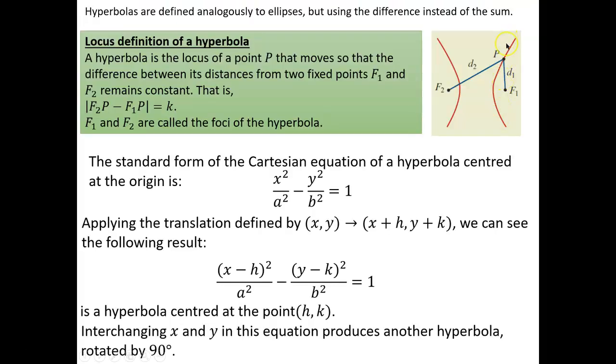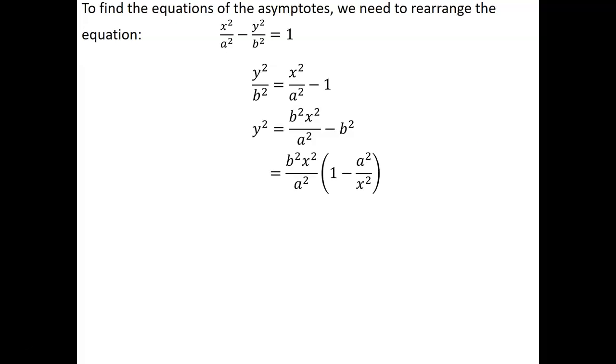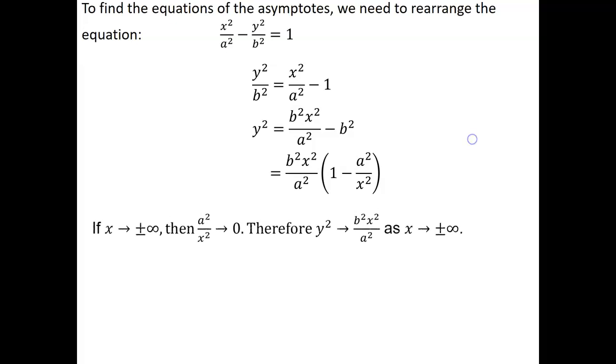To find the equations of the asymptotes of a hyperbola, which would run down here and here, we need to rearrange the equation. So I start by adding y squared over b squared to both sides and subtracting 1. Then I multiply by b squared and factorise. Now as x tends to positive and negative infinity, this fraction here will tend towards 0.